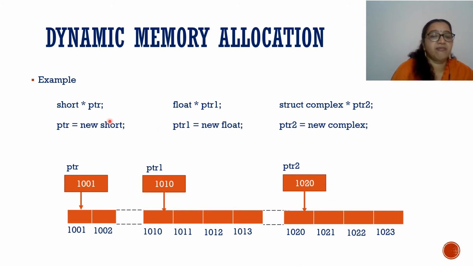So this is the way of creating memory allocation in the dynamic method. Clear now? See, first we declare the pointer variable. Then the next step is what? Through the pointer variable, we can create cells according to the data type by using the new operator. If it is short, new short. If it is float, new float. If it is complex, new complex. If it is int, new int. This is the way of creation. Clear?